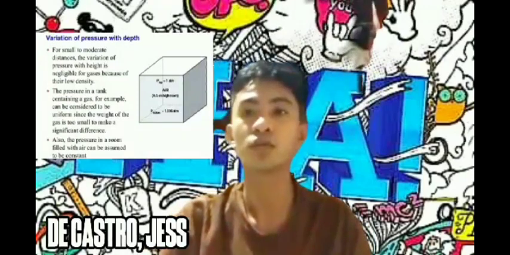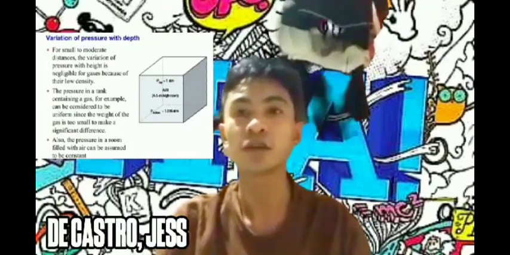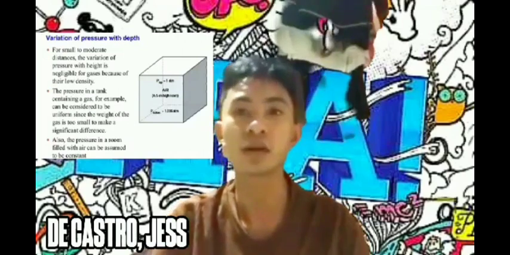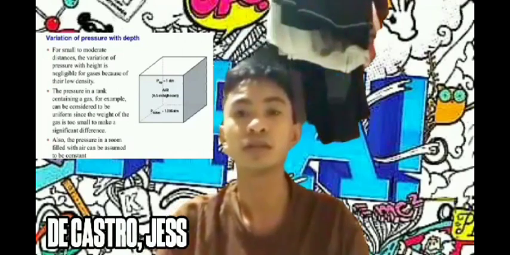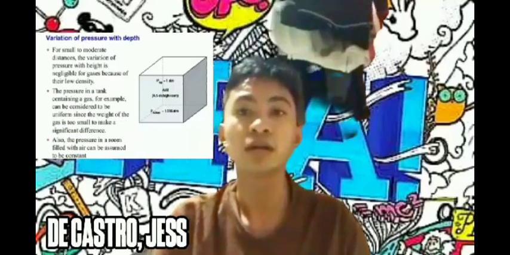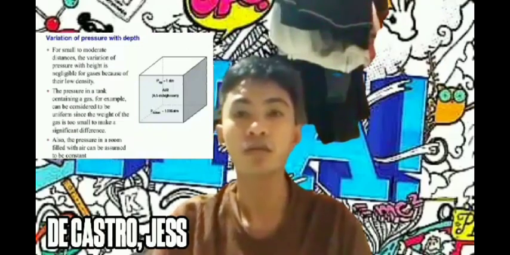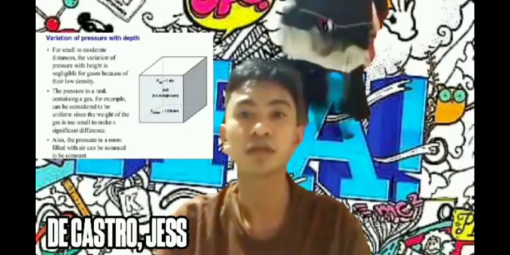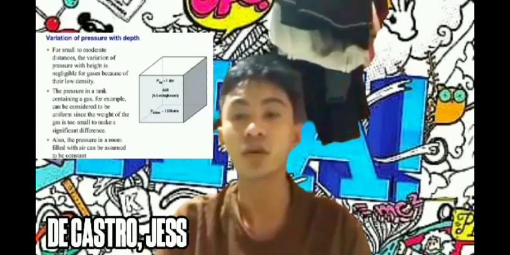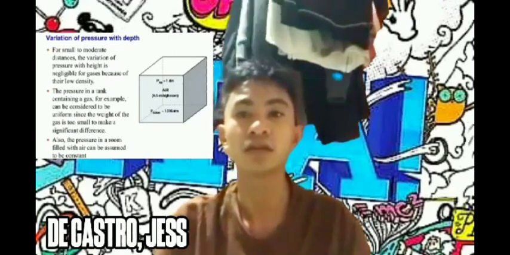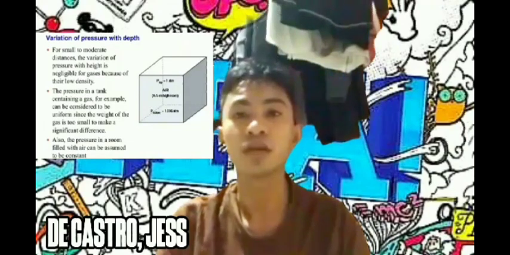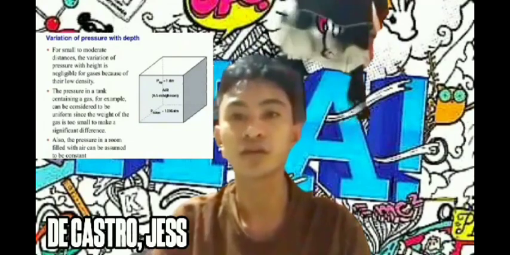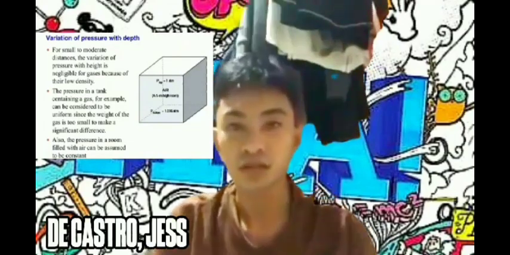For a small to moderate height, the variation of pressure with height is negligible for gases because of their low density. The pressure in a tank containing a gas, for example, can be considered to be uniform since the weight of the gas is too small to make a significant difference. Also, the pressure in a room filled with air can be assumed to be constant.